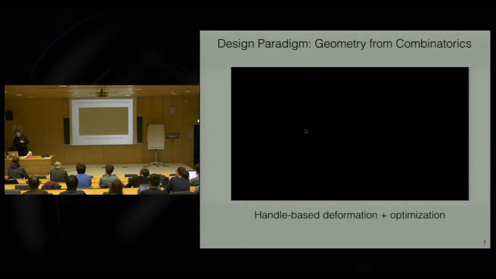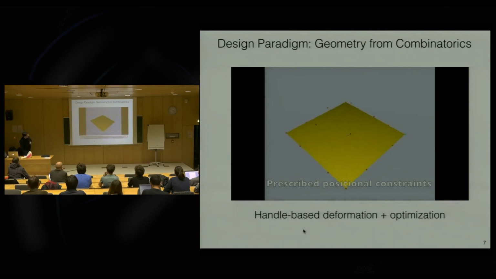Throughout this talk, I will talk about a design paradigm called geometry from combinatorics. That means you start from some mesh, sometimes even just a flat pattern, and you pick some vertices, drag them around, and then optimize for the rest of the vertices through some kind of measure, because you want the shape to be something of the sort. That's a very commonplace way to create geometry in both design and architecture.